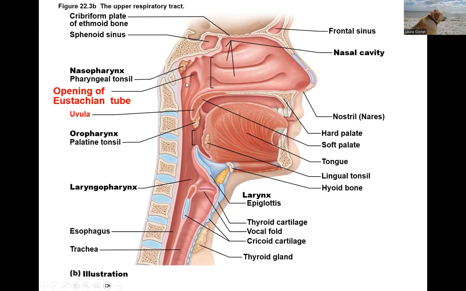To the back, that first region of the throat is the nasopharynx. And here I actually identified the opening of the eustachian tube. That's the uvula to the right. Level with the tongue is the oropharynx. Below that is the laryngopharynx. And then into the trachea you go. Into the larynx you go.